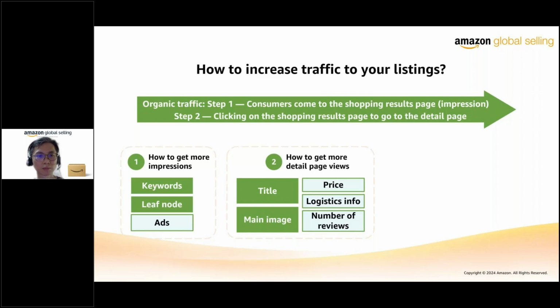Now, once you get more impressions, there are other things that you can further work on to get more detail page views, meaning that people actually click on to your product from the search results to look at things like your pricing, logistics information, like whether you do FBA or ship it yourself, and more reviews. This is largely impacted by the title and the main image, because these are the two main things that are usually right in your face when customers are searching for products.